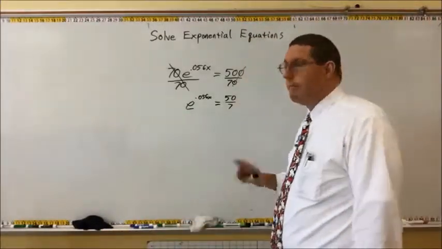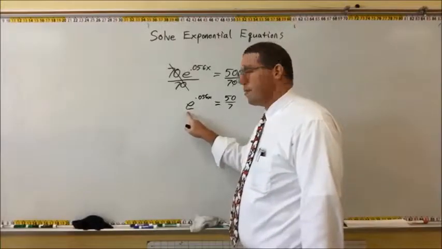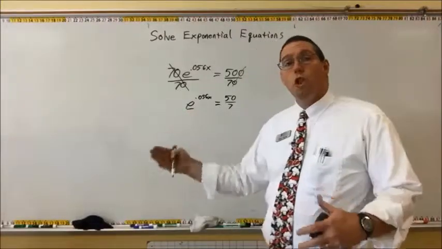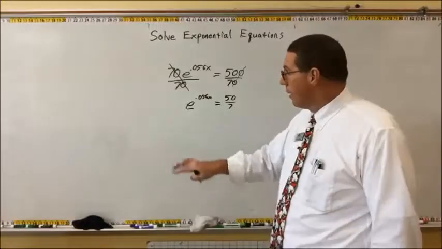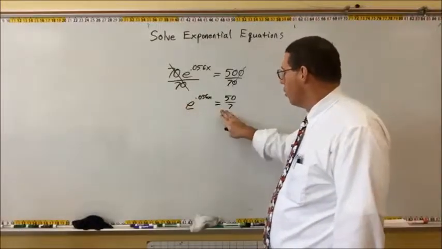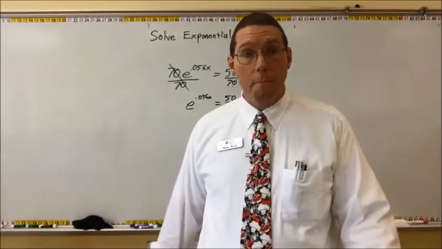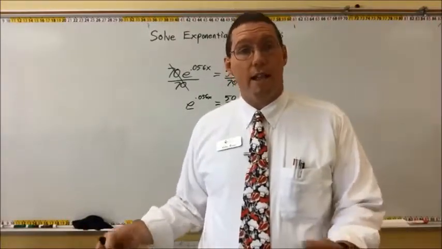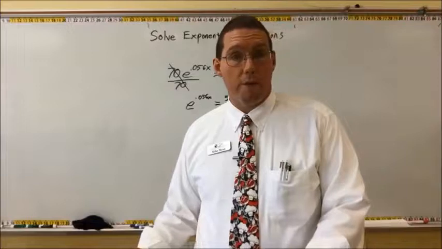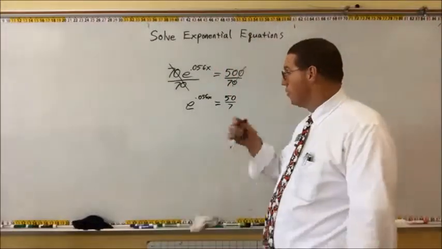Now, in order to cancel this e, I would use log base e, right? I could put log base e here and log base e here. Because remember, e is not a variable. e is a number. It's just easier to write as the letter e than as the number itself. It's a crazy, irrational number.